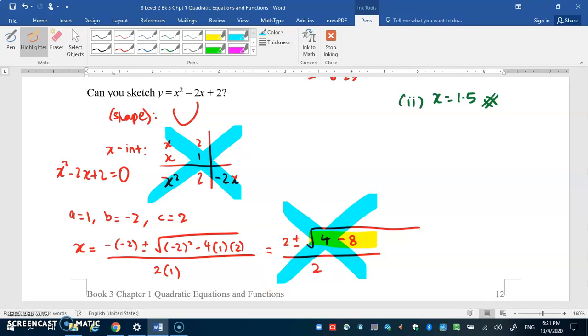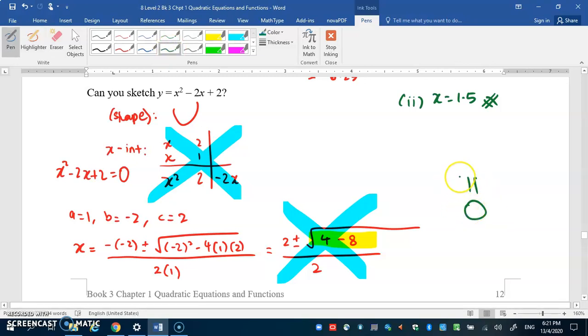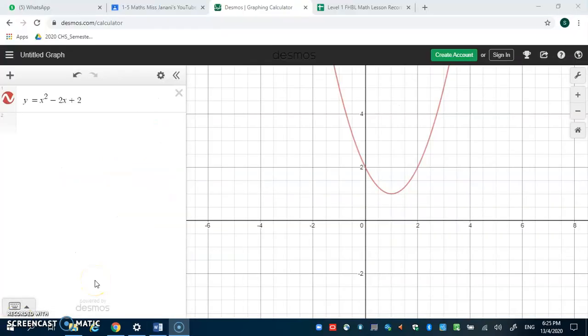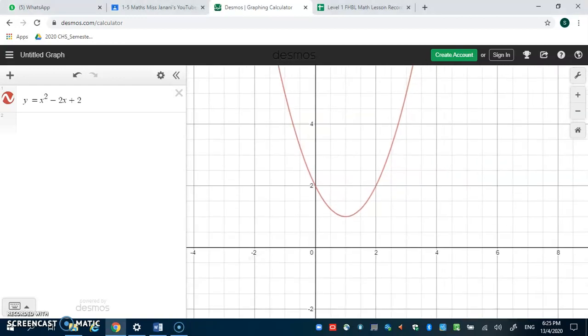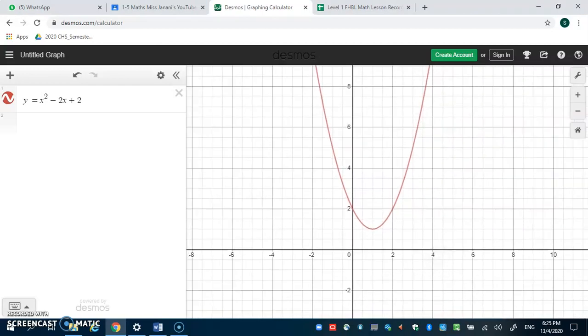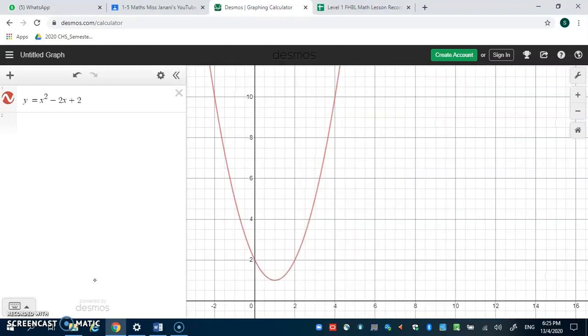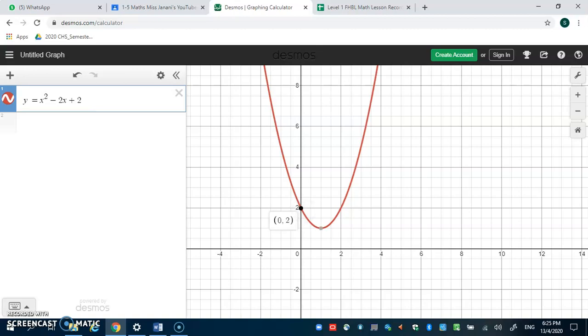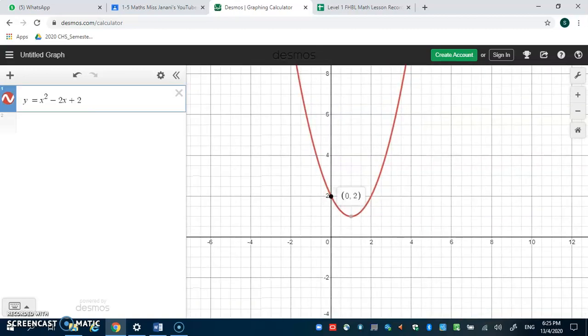So once again, even with the formula, I cannot solve for x. How now? Okay, so this is where we're going to learn something new. And for that, I'm going to open my Desmos. Okay, I have plotted the graph of y equals x squared minus 2x plus 2. The graph that we were trying to sketch just now, right? I've plotted that on Desmos and this is how the graph looks. There is a y-intercept here at (0, 2). At this point x is 0, so it makes sense that the value of y is 2.